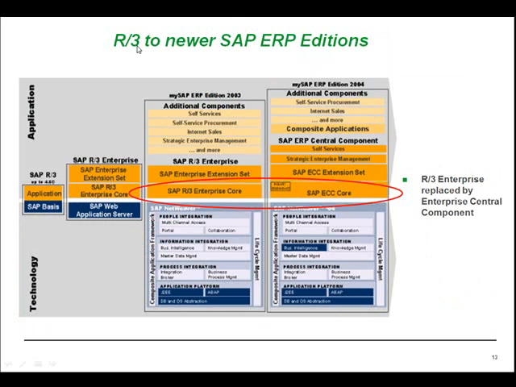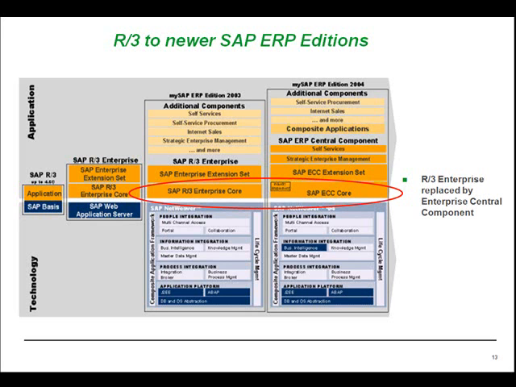So how has R3 changed? Now R3 Enterprise, SAP no longer calls it R3. It is replaced by something called ECC, Enterprise Central Component. It's a very similar product. It's the same product. They have just gone with a different name.